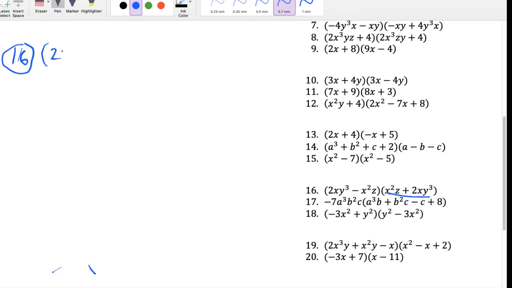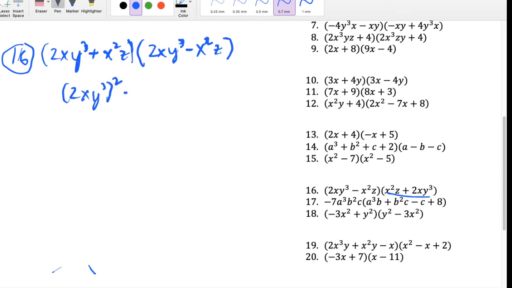2xy cubed plus x squared z times 2xy cubed minus x squared z. Okay? So, ayan, meron kang a plus b, a minus b. Okay? So, square lang natin yung 2xy cubed minus x squared z squared. Okay? So, this is equal to 4x squared y raised to 6 minus x raised to 4 z squared.